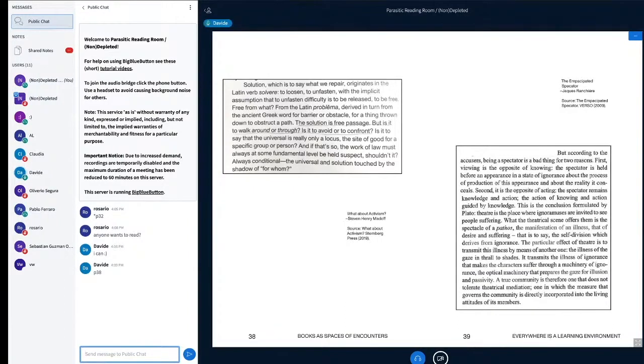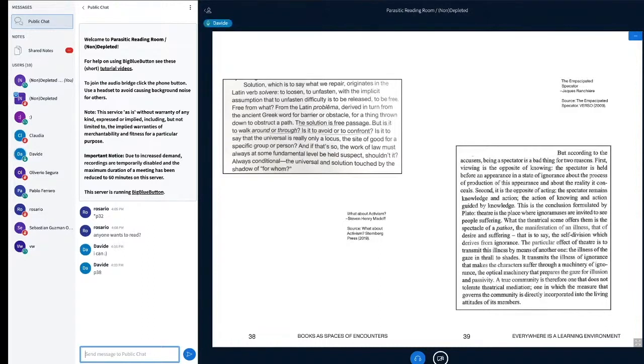I will read a piece about solution, and it's from a text called What About Activism? by Stephen Henry Madoff. Solution, which is to say what we repair, originates in the Latin verb solvere, to loosen, to unfasten, with the implicit assumption that to unfasten difficulties is to be released, to be free. Free from what? From the Latin problema, derived in turn from the ancient Greek word for barrier or obstacle, for a thing thrown down to obstruct the path. The solution is free passage.